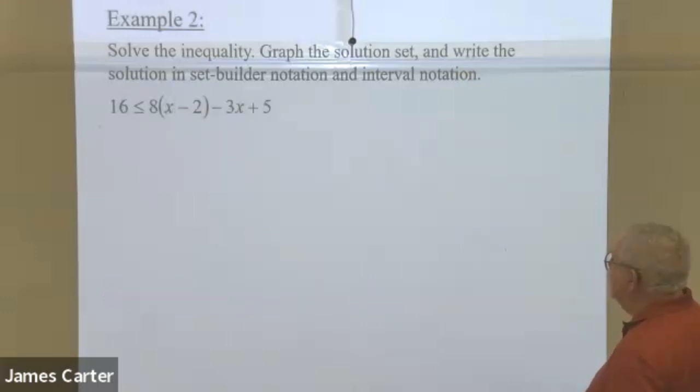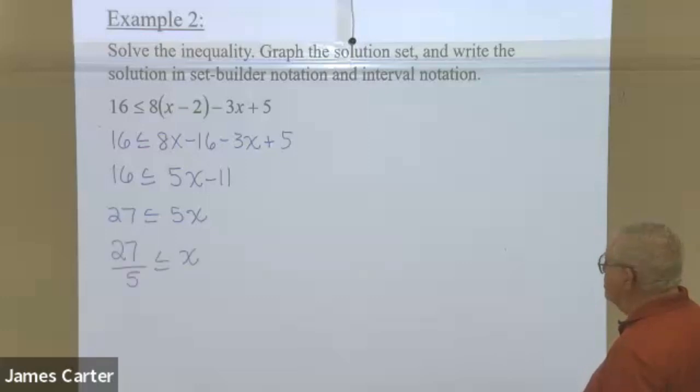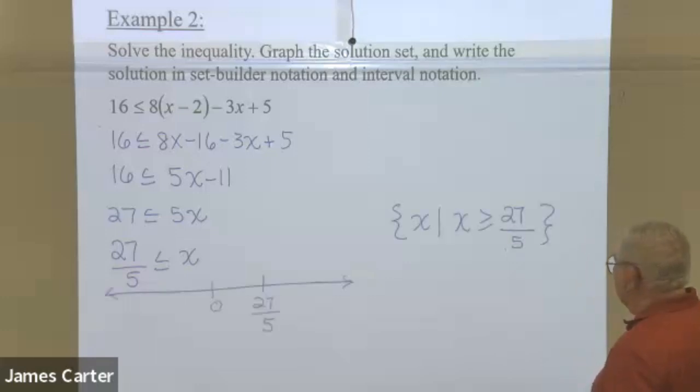Okay, here we got some distribution to do. We got some combining like terms. Okay, now we need to finish solving it. Take the 11 to the other side. Divide both sides by +5. And we get x equals 27/5. Here's our rule here. Here is our graph.